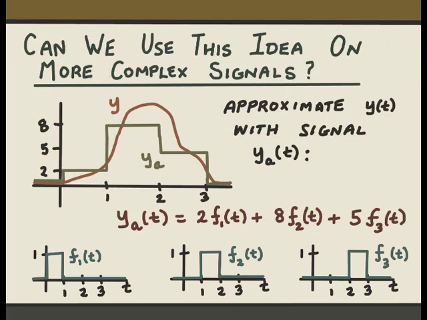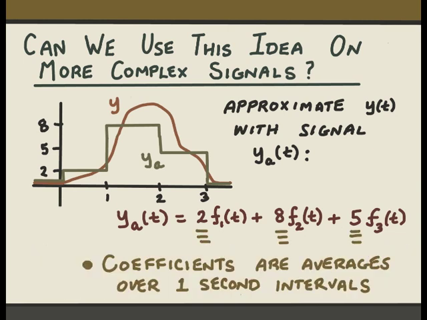Now let's think about using this same idea on more complex signals. Signals with more information than the simple signal we saw on the previous page. Let's try approximating y of t, shown here in the graph, by an approximation ya of t. And so we can do this. It's very reminiscent of what we were working on in our last lecture. We have a set of orthonormal basis functions, f1, f2, f3, and we can find the coefficients, in this case 2, 8, and 5, such that we get the best approximation of signal y in terms of the basis functions.